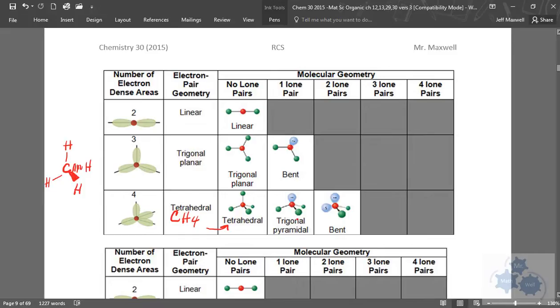Now, if we had a central atom and three other atoms and a lone pair, then we would get a trigonal pyramidal. So tri would mean 3 bond areas between atoms, and the pyramid, of course, is in the shape of a pyramid, right? So you have the triangular shape there, and then this atom would be the top of the pyramid.